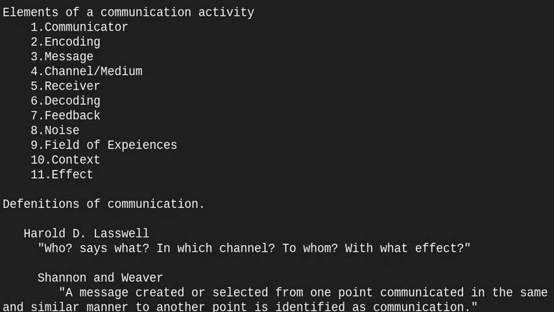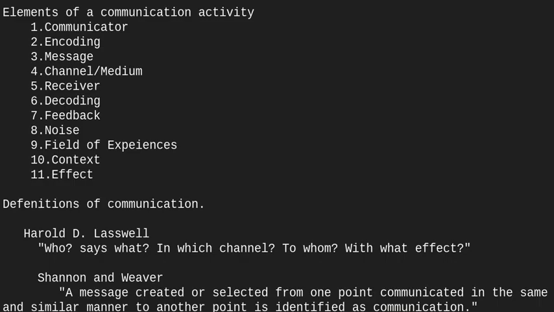So media noise means the disturbance in the media or in the channel, and semantic noise means the inability to understand the exact meaning of the message. Then field of experience, that is the previously collected experiences of the individual. Then the context, the surroundings in which the communication is going to happen.